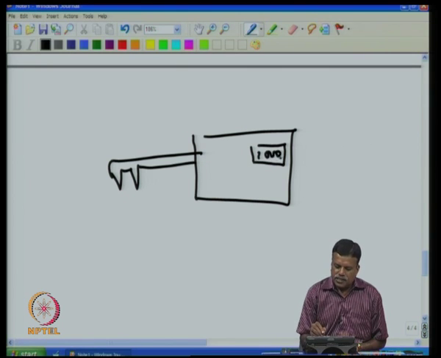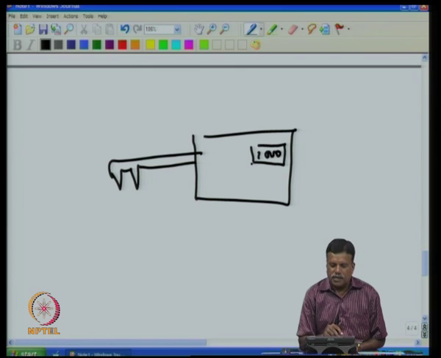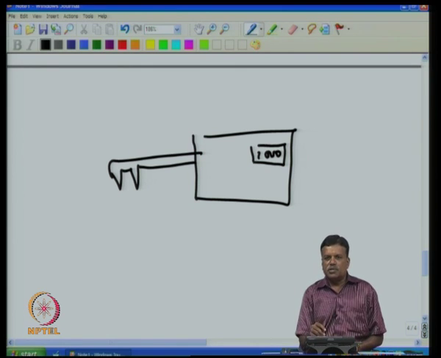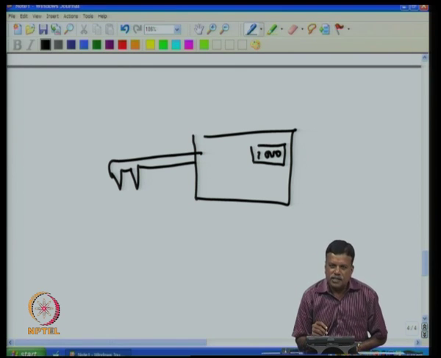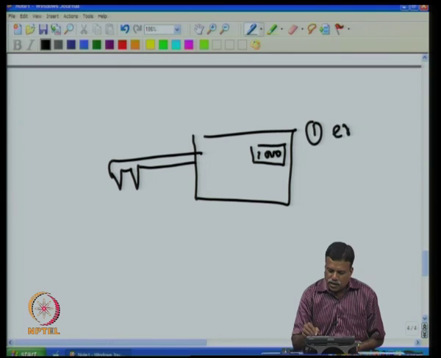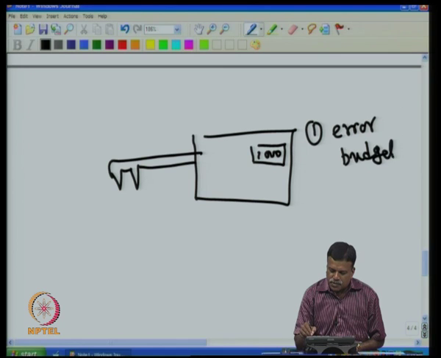It may show 1000 degrees. But is it really 1000 degrees, the temperature difference between these two points? Or is it 980 degrees, or 1020 degrees, or 990 degrees? What is the error involved? So one should know the error, or what we call error budgeting, because we have to learn how to do error budgeting. This is a very important aspect.